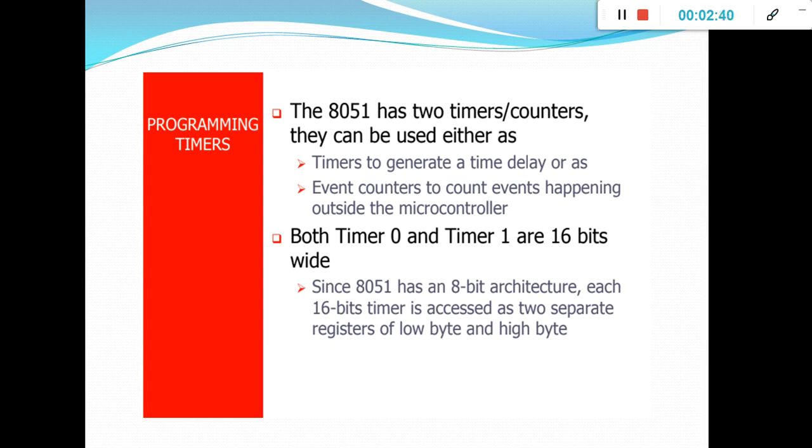There are two timers in 8051 where the size of each timer is 16-bit. The question arises: how can these 16-bit timers be used in an 8-bit microcontroller architecture? What they do is divide each timer by 2. So timer 0 and timer 1 are each divided into a lower byte and a higher byte. Timer 0, when divided by 2, is denoted as TH and TL, where TH stands for the higher byte of the timer and TL stands for the lower byte of the timer.